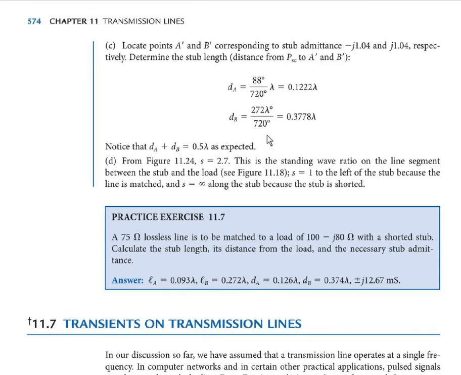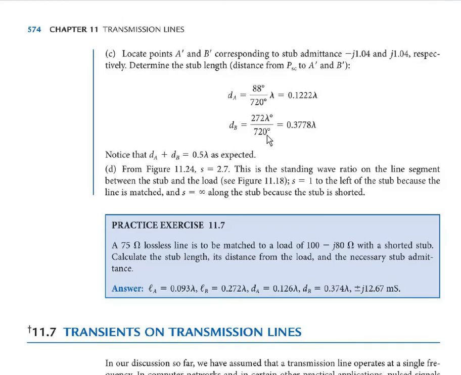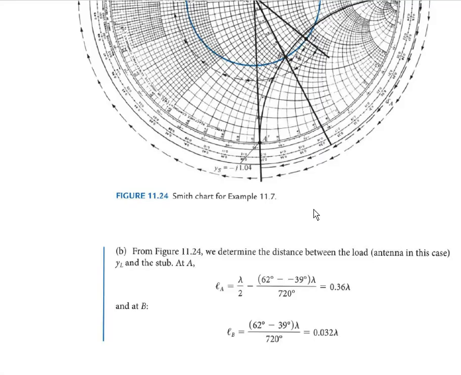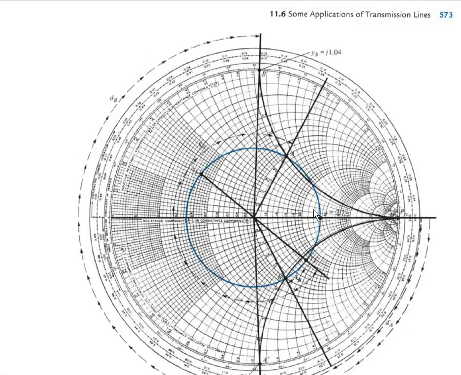So this is the standing wave ratio on the line segment between the stub and the load. It is equal to 1 to the left of the stub because the line is matched, and is equal to infinity along the stub because the stub is short circuited. So this way we can design a stub.